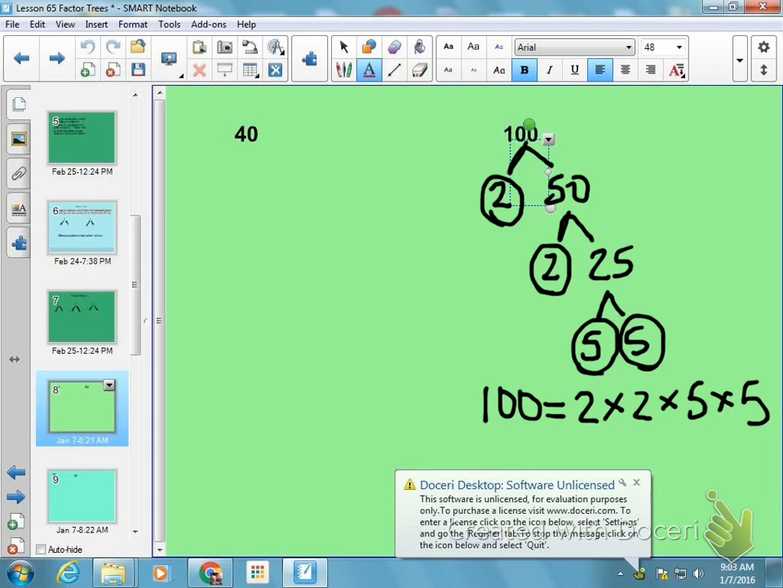After you've done 40, replay the video and check and see if your prime factorization is the same. Now you may use different factors to get there, so check your prime factorization, which is right here at the bottom. Check your prime factorization for 40 with mine.